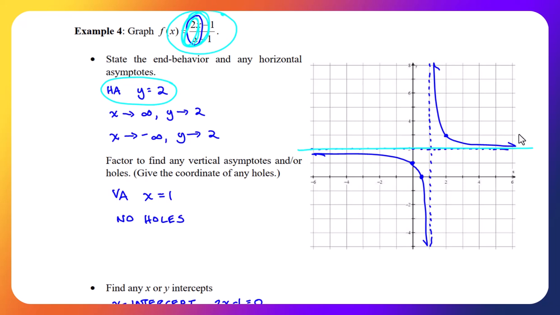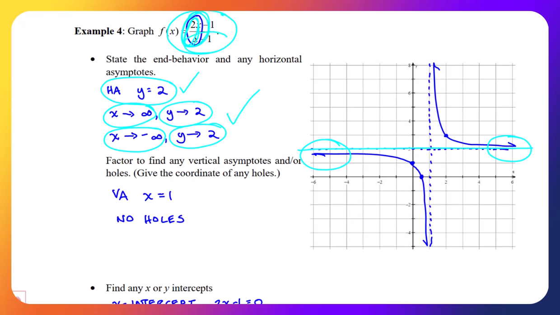At the horizontal asymptote, when x goes to the right, y is going to get closer to 2, and when x goes to the left, y is also going to get closer to 2. That's what a horizontal asymptote does for the end behavior.